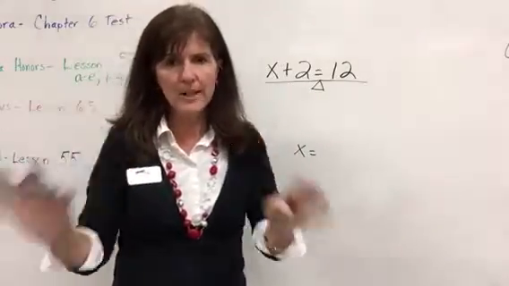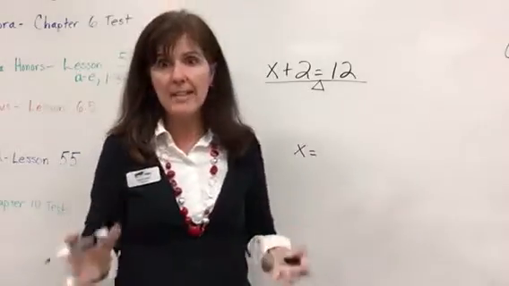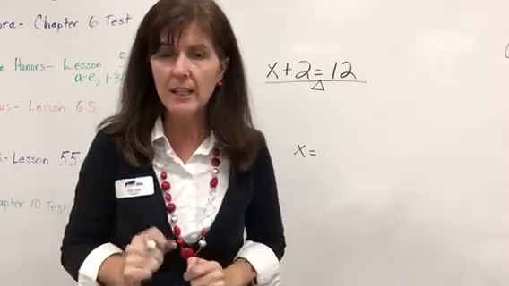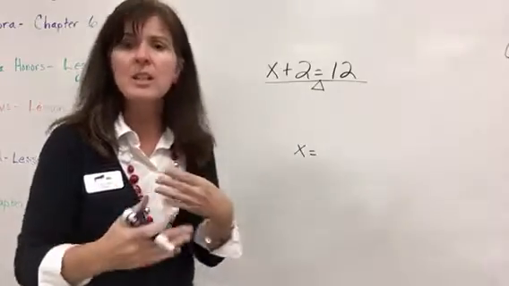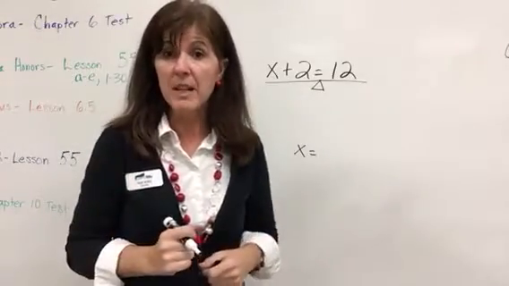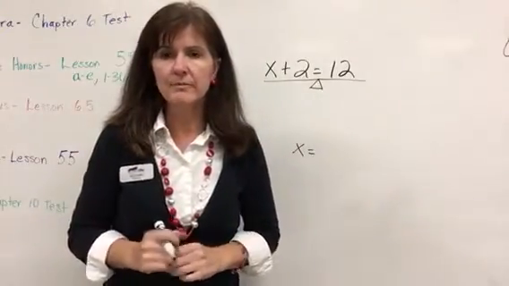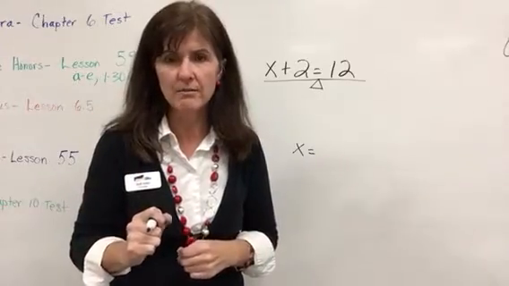I know you're already saying, Ms. King, you're dragging this thing out. And I know the answer is 10 because I know that in my mind and I'm very smart. And that's okay. But I want you to see the process with a very easy problem so you can use the same process for when it becomes more difficult. So what's happening between x and 2? They're being added. How do you undo addition?